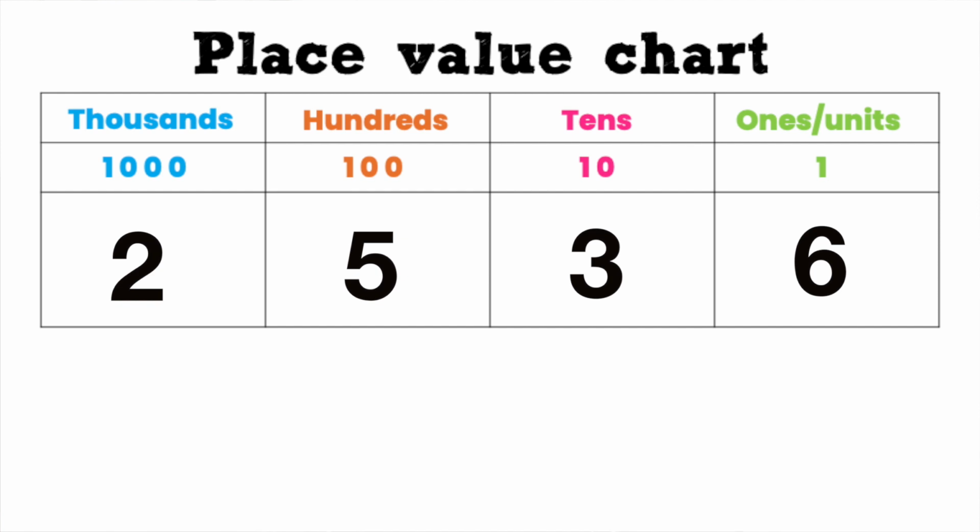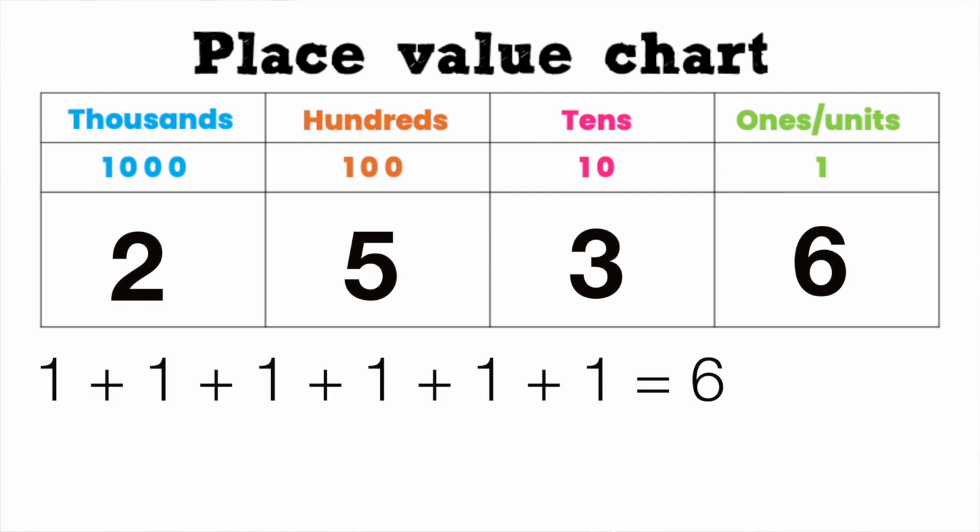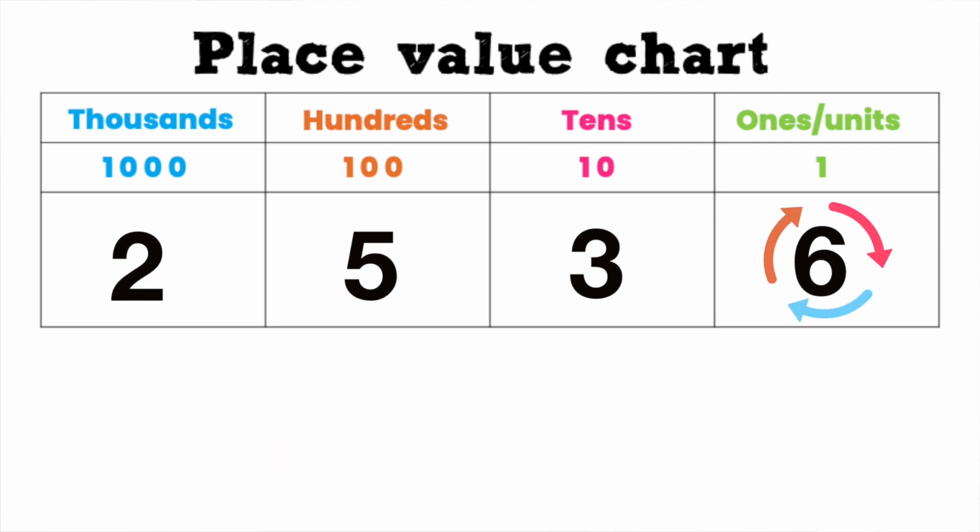And the number there, remember, it's just 1. So 6 ones would be equal to 1 plus 1 plus 1 plus 1 plus 1 plus 1. And that would give us 6. Or we can say it's 6 times 1, and that will give us 6. So the value of the digit 6 in the number 2536 is 6. We got it? Great. Now let's move on to the next digit.